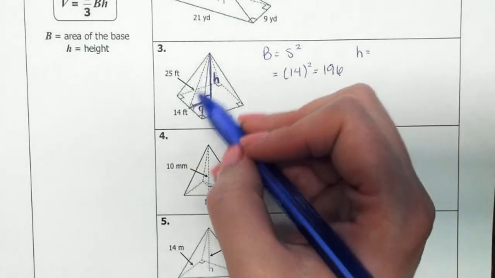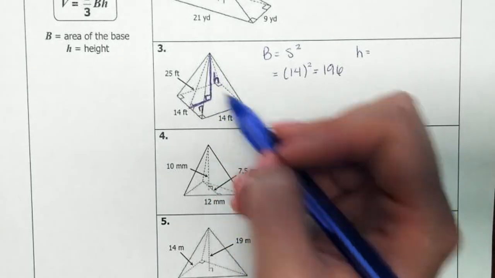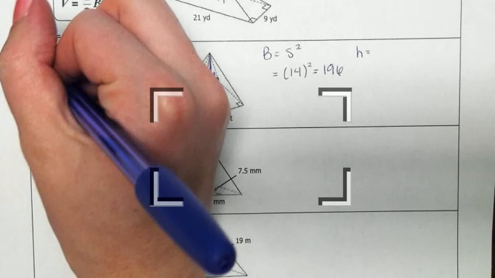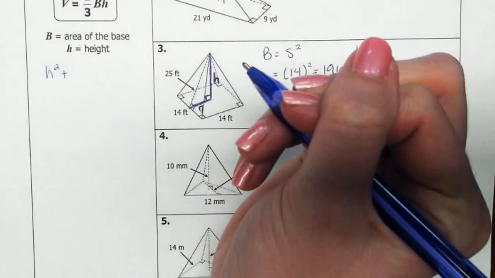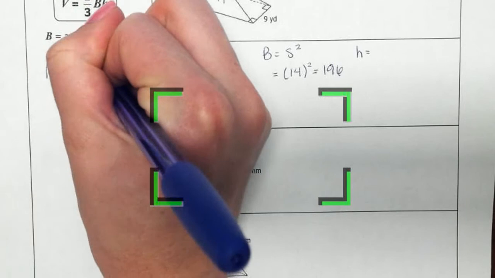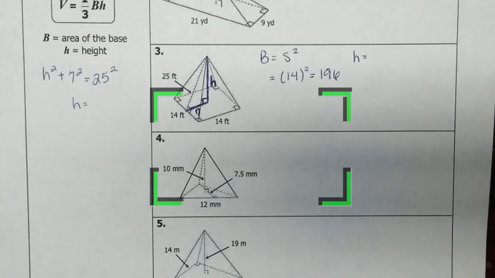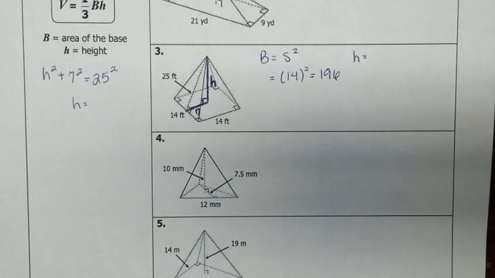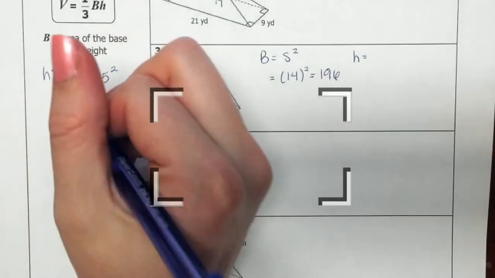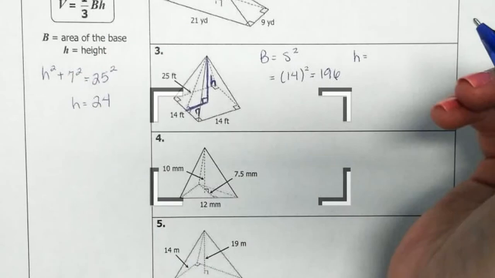So what I just created is a right triangle where I can find height by using the Pythagorean theorem. So you're going to do h squared plus 7 squared equals 25 squared. We've used the Pythagorean theorem a lot lately, so you should be really familiar with how to solve this. You're going to subtract the 7 squared from the 25 squared and then take the square root. So go ahead and do that. Alright, so you should get 24. Okay, so that's my height.